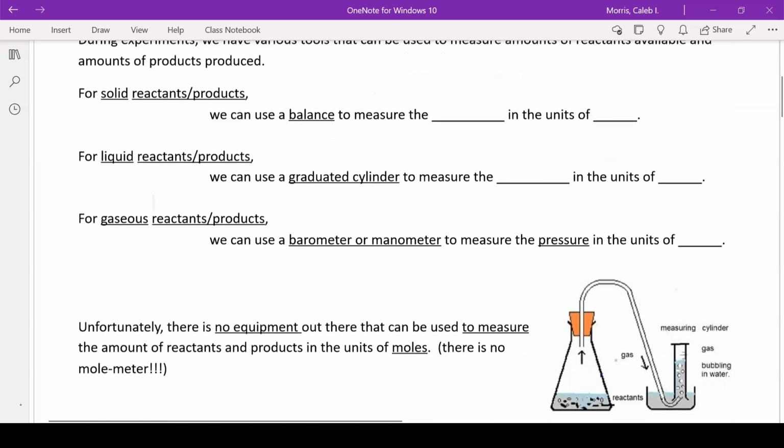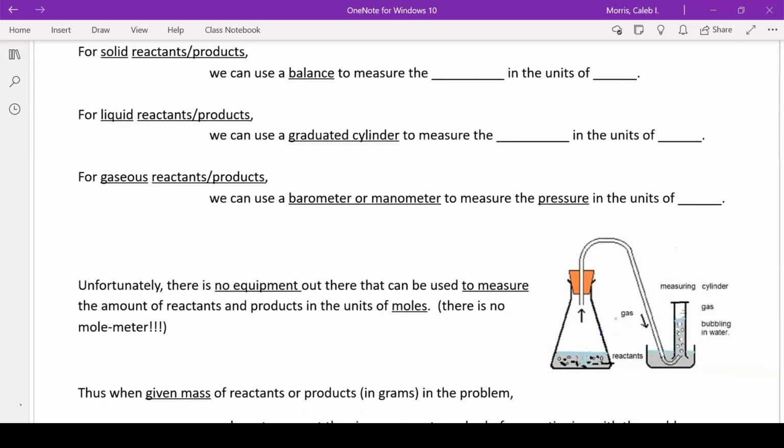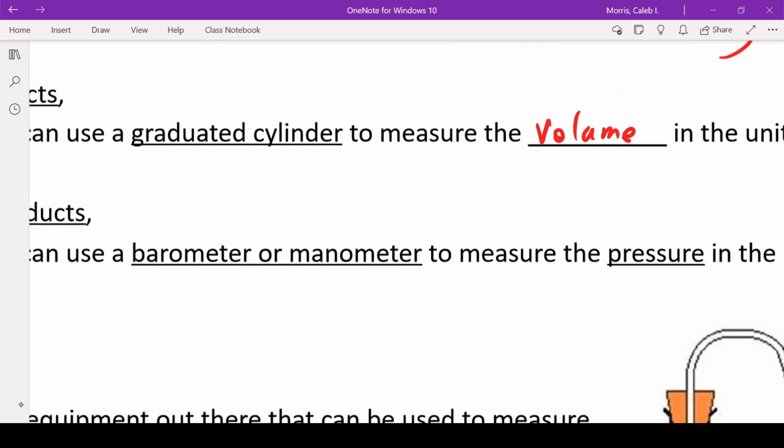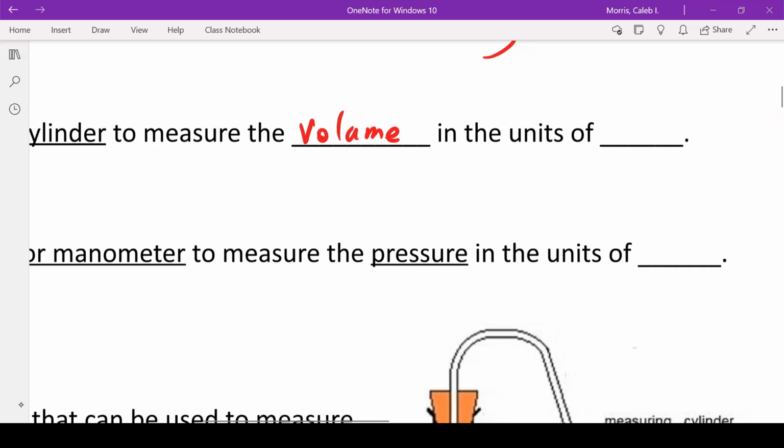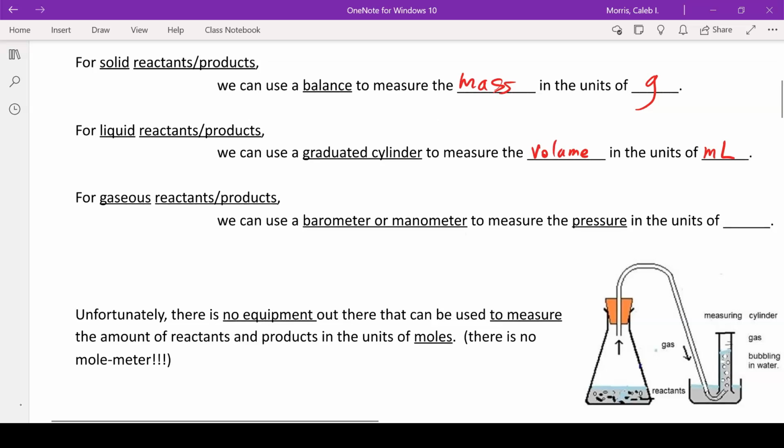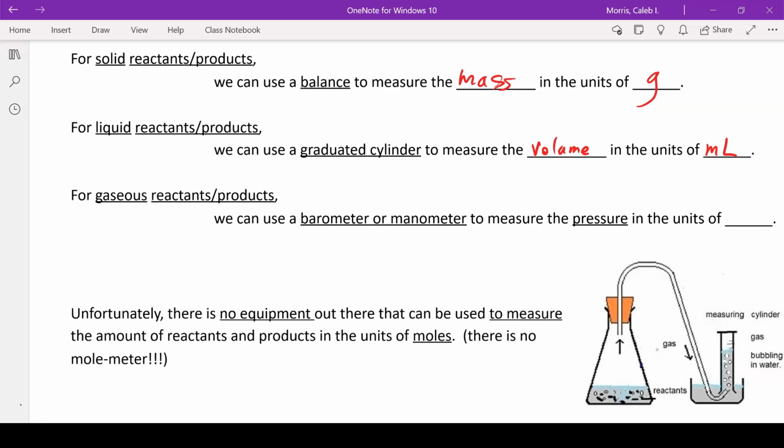For solid reactants and products, we could use a balance and measure the mass in units of grams. For liquids, we could go get a graduated cylinder and we could measure the volume. And the units of volume with a graduated cylinder are normally milliliters. So we can measure the mass of a solid, the volume of a liquid. For a gas, we could measure the volume of a gas too. There's ways that we can do that.